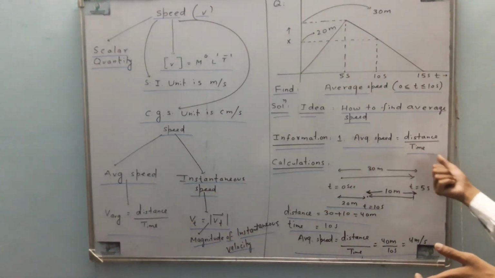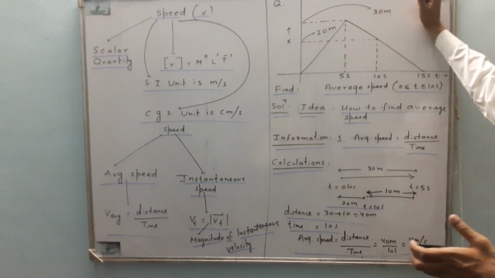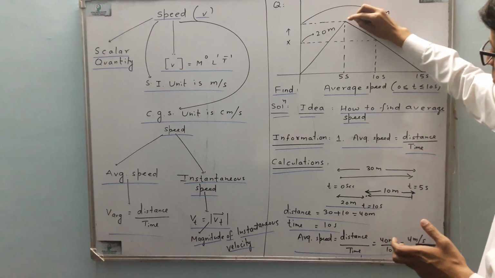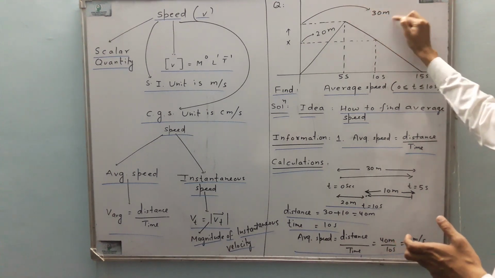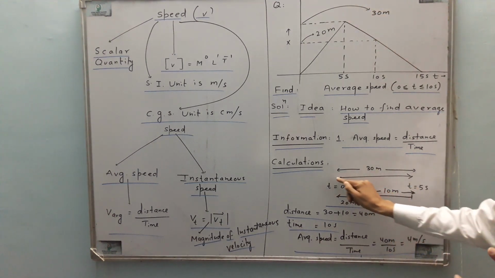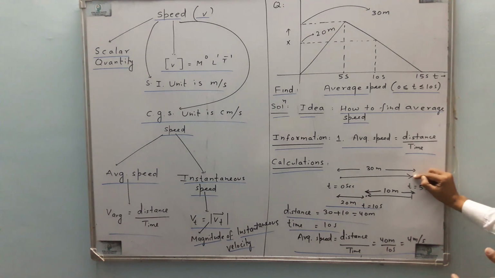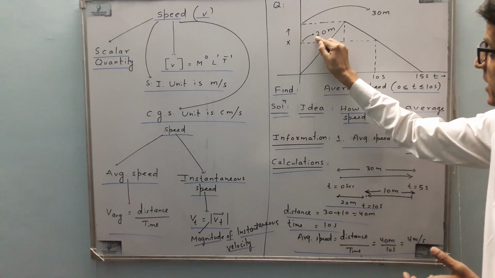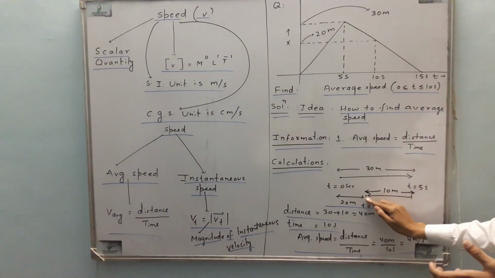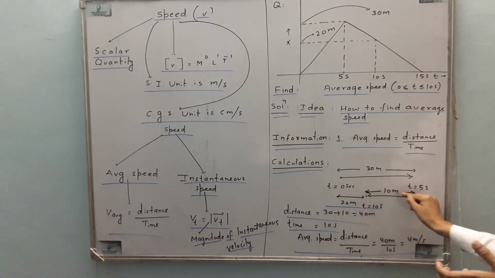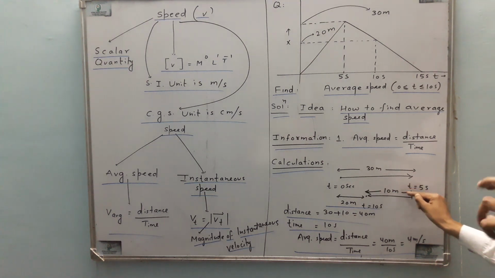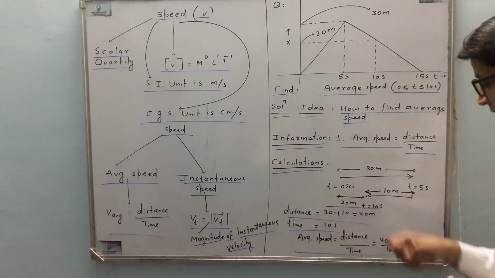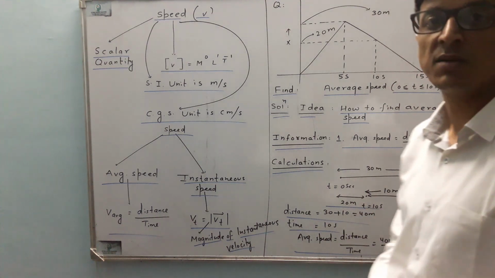So average speed is distance by time. Now just analyze the graph. At t equal to 0, the particle is at the origin, and at t equal to 5, the particle is at x equal to 30. So at t equal to 0, it's at the origin, and at t equal to 5, it's at 30 meter. Now at t equal to 10, the particle is at x equal to 20. So suppose here is x equal to 20. Certainly this distance is going to be 10. So the total distance traveled is 30 plus 10, which is 40. Total time is 10 seconds. So the average speed is 4 meter per second.